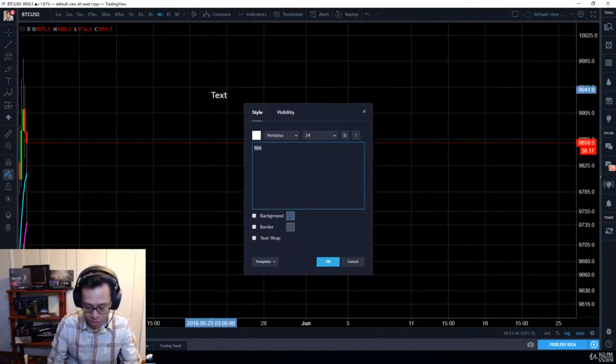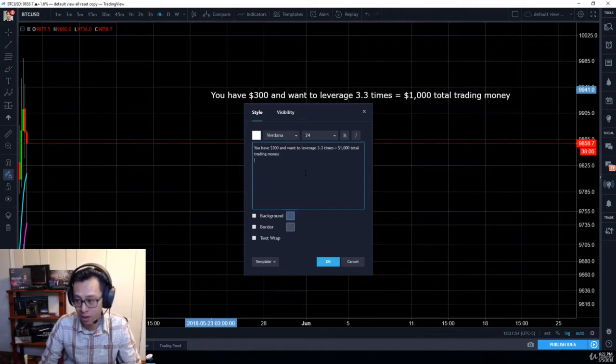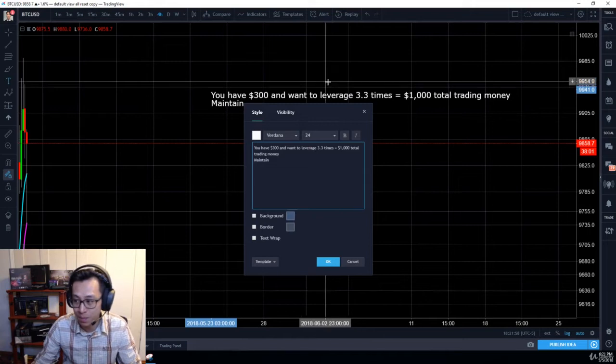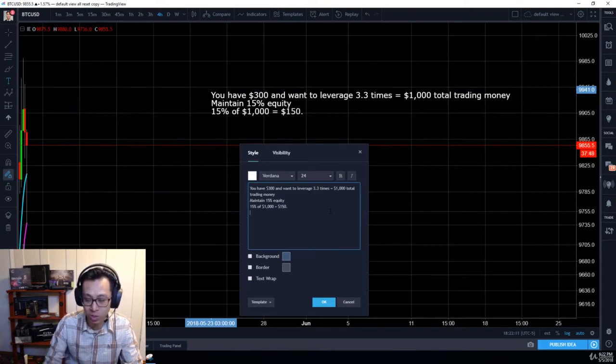So you have $300 and want to leverage 3.3 times, which is equal to $1,000 total trading money, put it that way. So you have to maintain something called 15% equity on most exchanges. 15% equity. This needs to be very clear. So 15% of $1,000 is equal to $150.